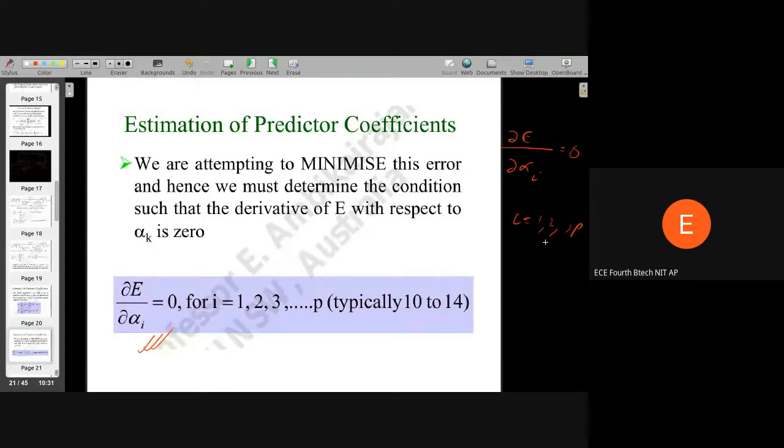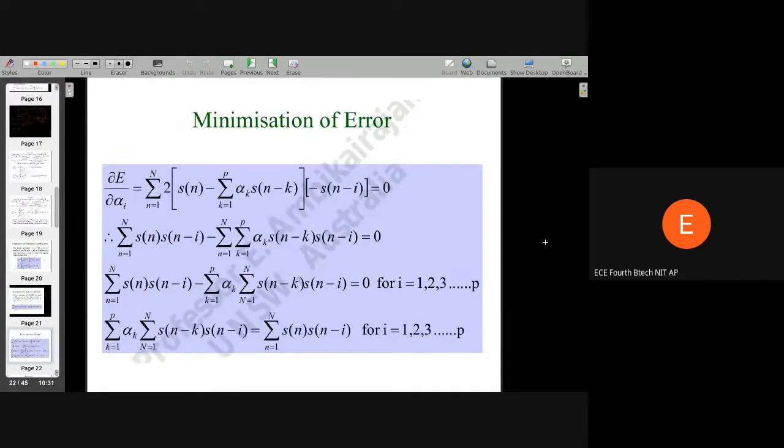So let's now see what happens. E was your summation i equal to 1 to n of e square n. So del E by del alpha i equals 2 e n del e n by del alpha i.